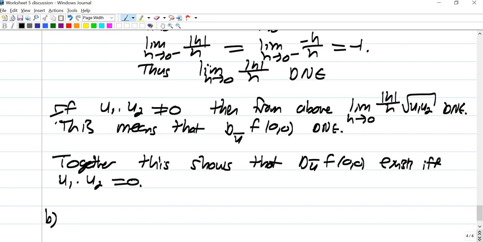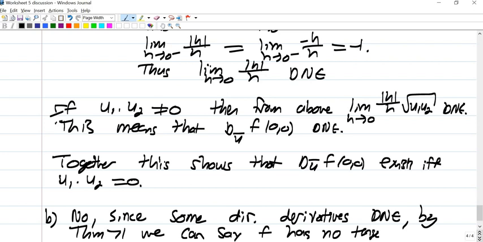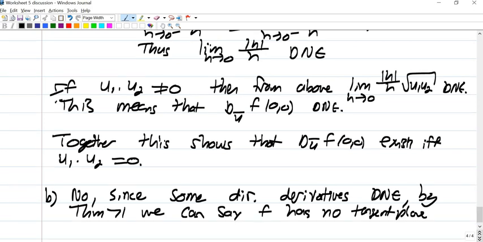Now the last few questions are very easy, because the question asks, is f differentiable at the origin? So yes, two of the directional derivatives exist, but we can immediately say no, since some directional derivatives do not exist. By theorem 21, we can say f has no tangent plane at the point (0, 0).